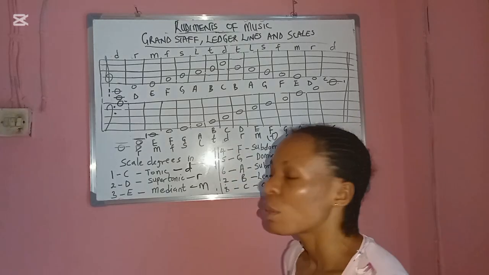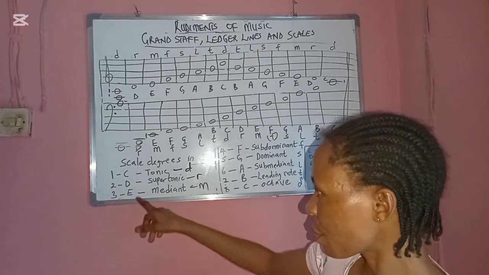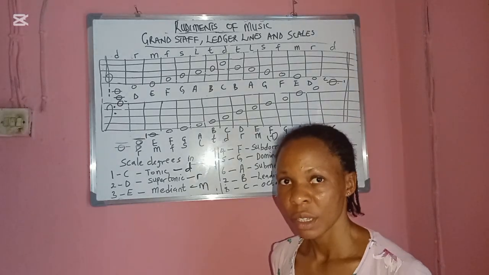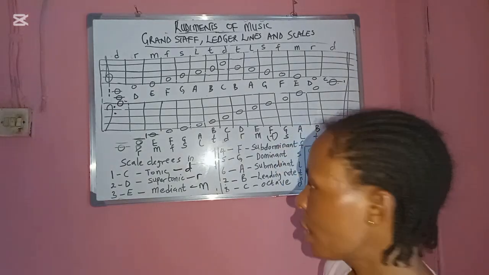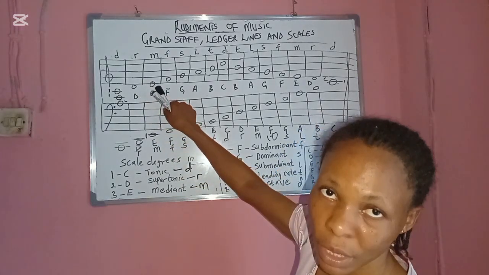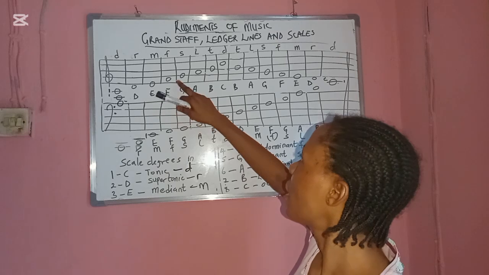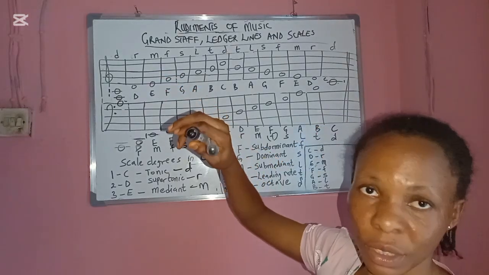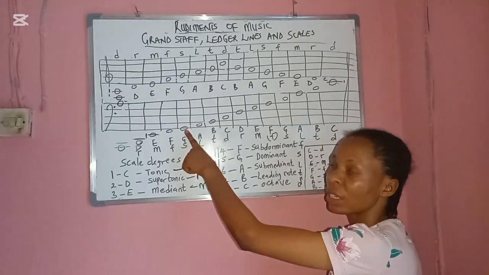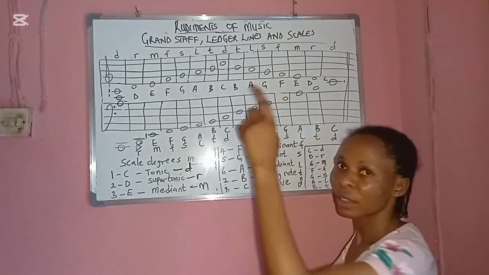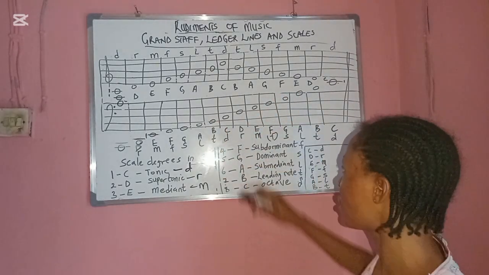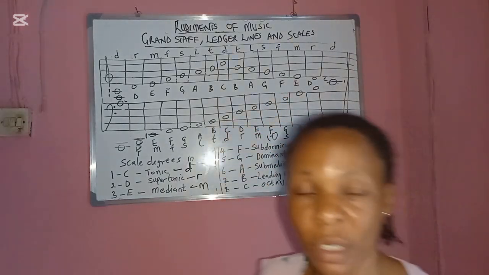This is where we are going to stop today. C is do in the key of C. D is re in the key of C. E is mi in the key of C. F is fa in the key of C. G, this is G, and this is G, is sol in the key of C. A is la in the key of C. B is ti in the key of C, and C itself, I've already said, is do.